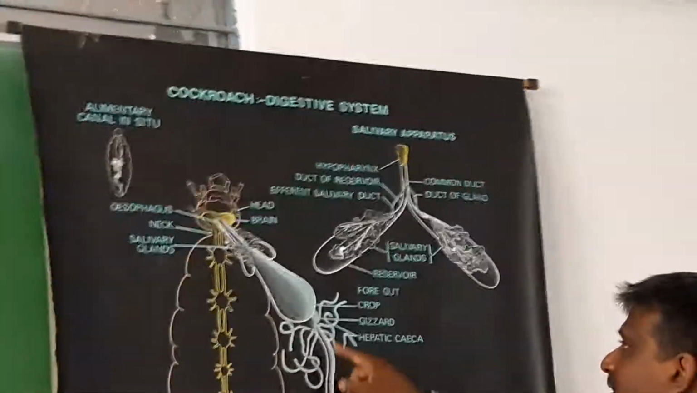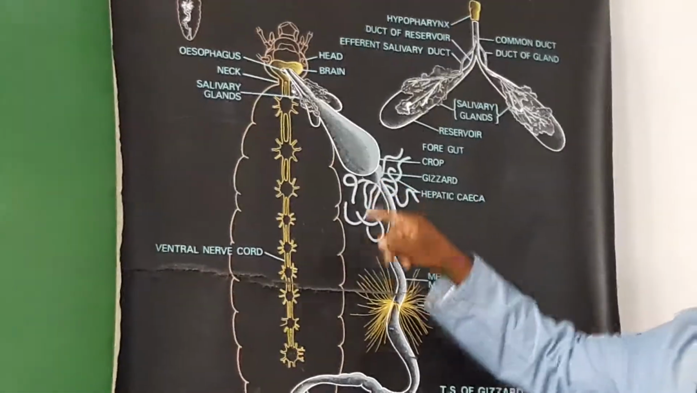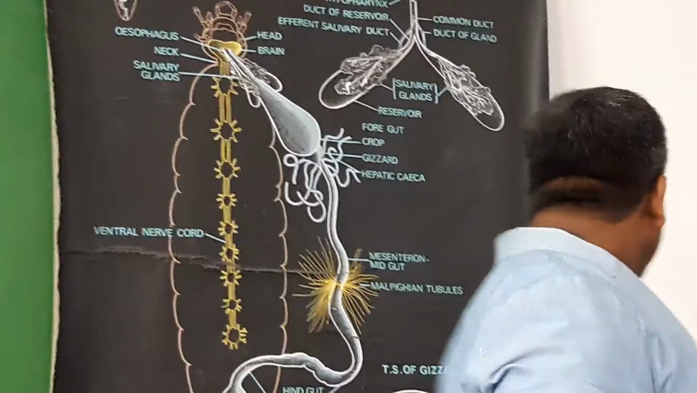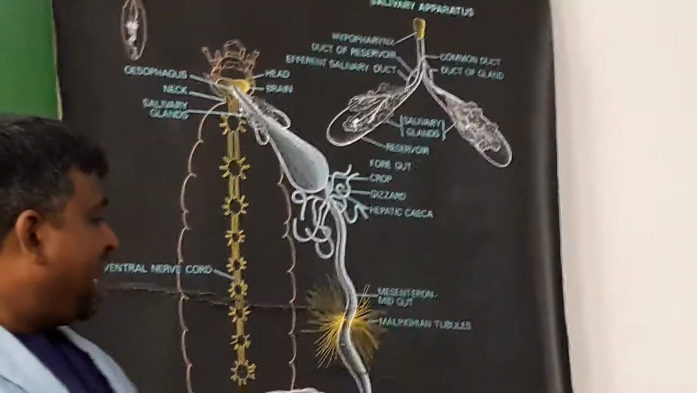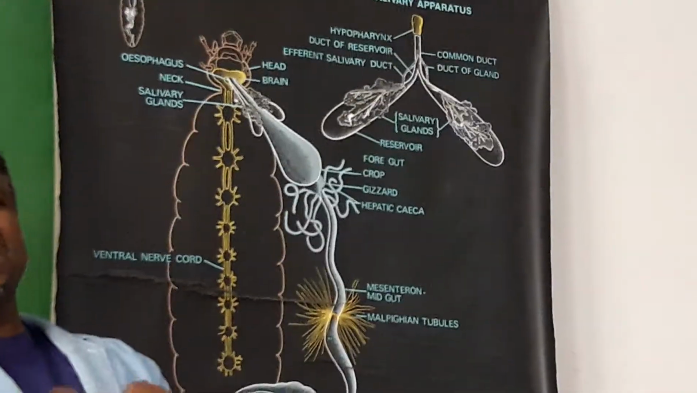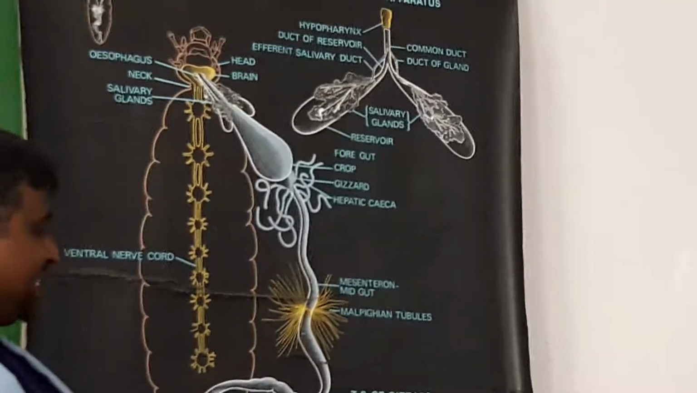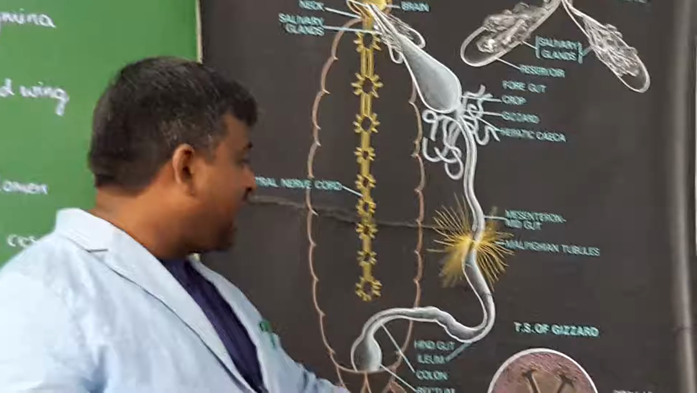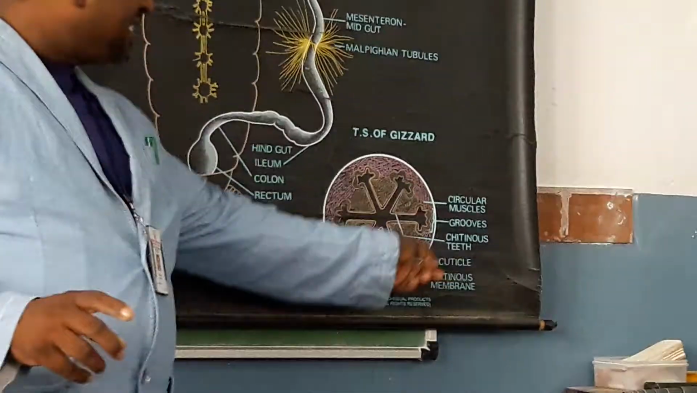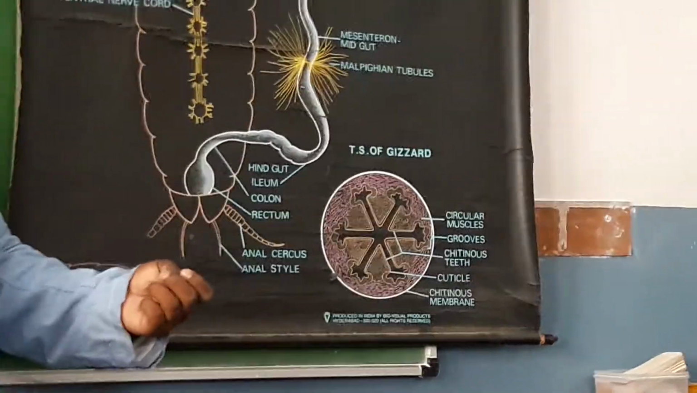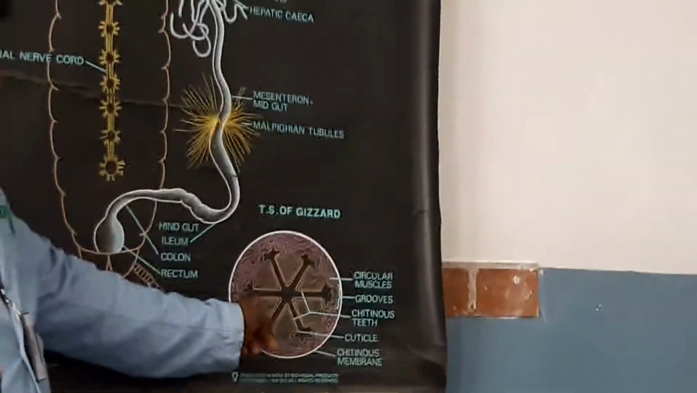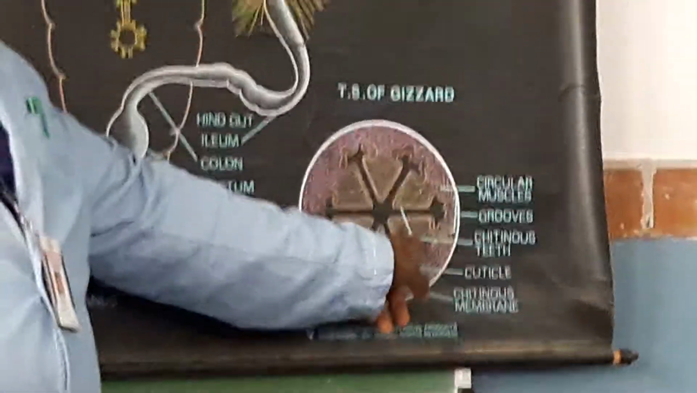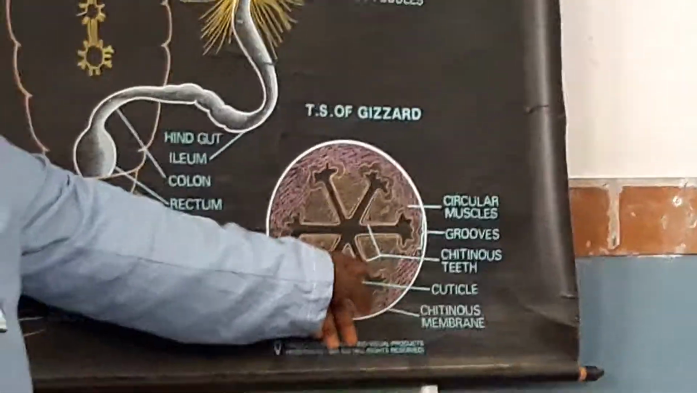Now the midgut starts. The crop leads into a structure called the gizzard, which has 6 blade-like structures that help in crushing and grinding of food. The gizzard is similar to your grinder or mixer, and they grind the food here. What is this gizzard made up of? This is a transverse section of the gizzard. You can notice these teeth-like structures, chitinous teeth. Can you notice the spear-like structures? Six of them are there.